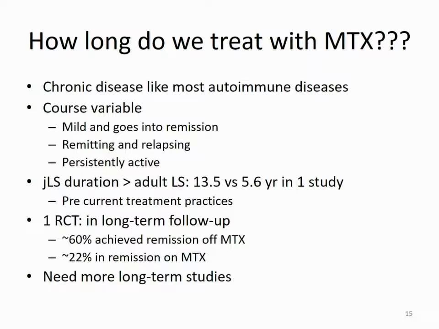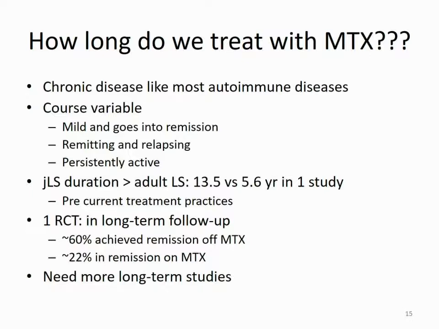The duration of childhood disease is much greater than adult. This has also not been well studied, but in one study where they had about 120 adults and 120 children with localized scleroderma, the median duration for the child was 13.5 years versus 5.6 for the adult. And this was done before we had the current treatment practices, so we hope that we are actually improving this and it's lower, but again, no formal studies on this.